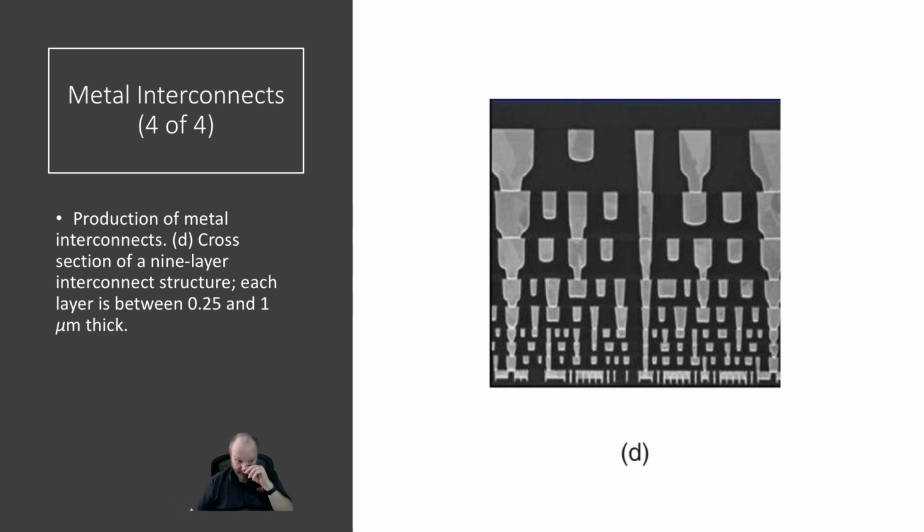Okay, and each layer is between 1/4 and 1 micron thick. Okay, typically the layers are very, very thin. Okay, and so, you know, it's like 2.5 dimensions. It's mostly in X and Y and a little bit in Z. Okay, so you can get an idea.